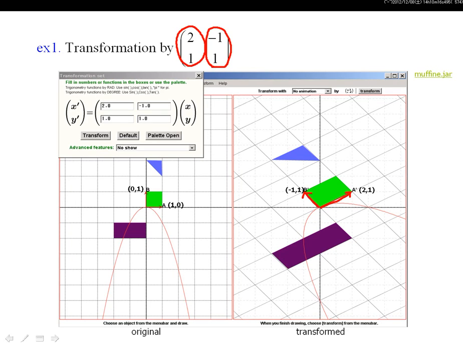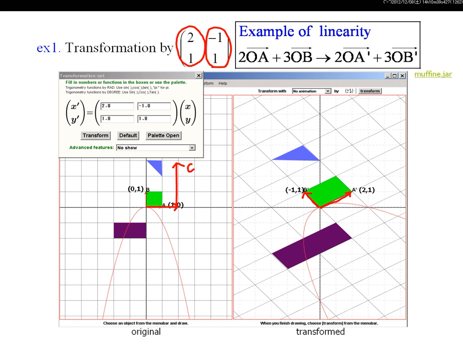And what is interesting about linear transformation is that you don't have to calculate at all to see the images of other points, like 2OA plus 3OB. By linearity, it moves to 2OA dash plus 3OB dash. Linearity is the most important point of linear transformation.